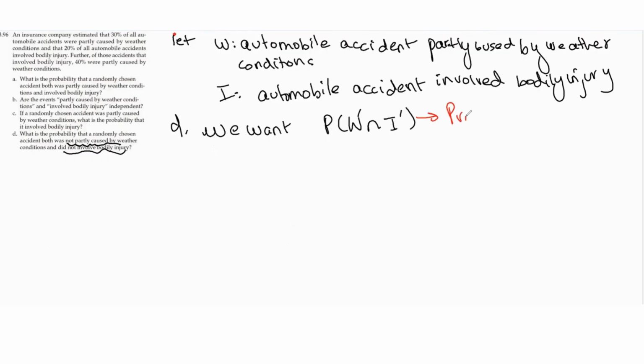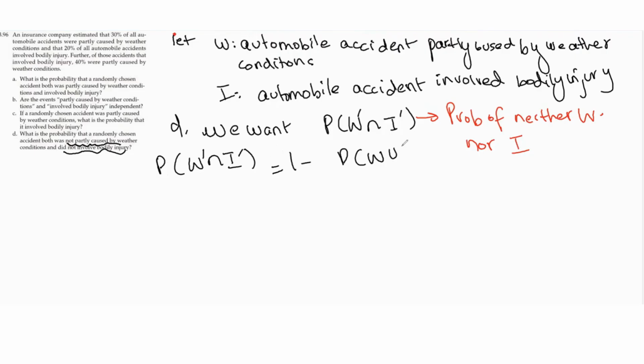We want to find the probability of neither W nor I. So we want to find the probability that it was not caused by weather conditions, nor did it involve bodily injury, right? So we want to find this. Whenever we want to find the probability of neither A nor B, we can find it as: probability W complement intersection I complement is just going to be 1 minus probability W union I.